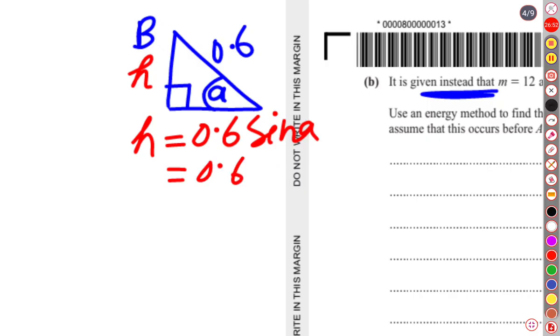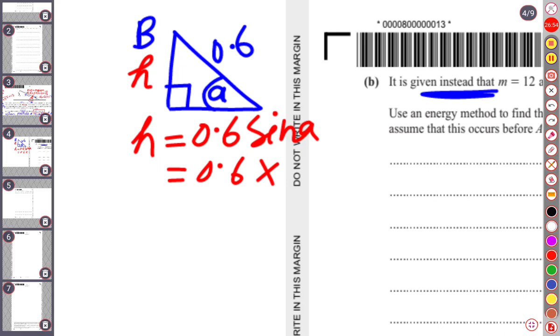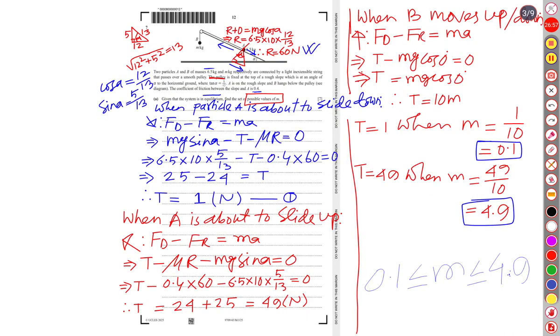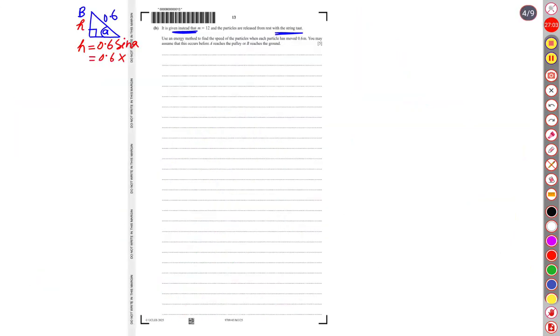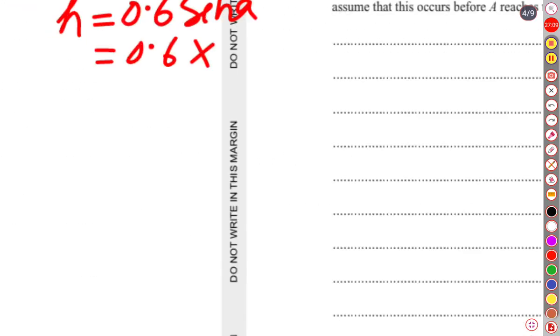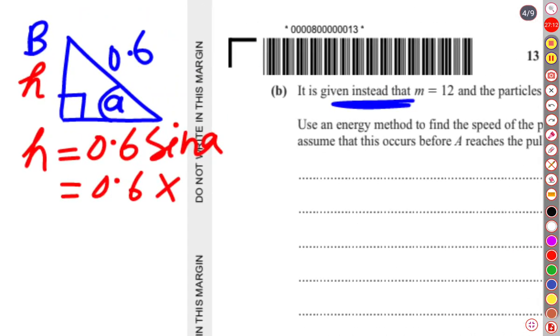From the previous page, we can find our sine alpha. Look at this sine alpha. We have used sine alpha is equal to 5 over 13. So let us write 5 over 13 here. So finally, how much is it going to be? It is 3 over 13, the height.